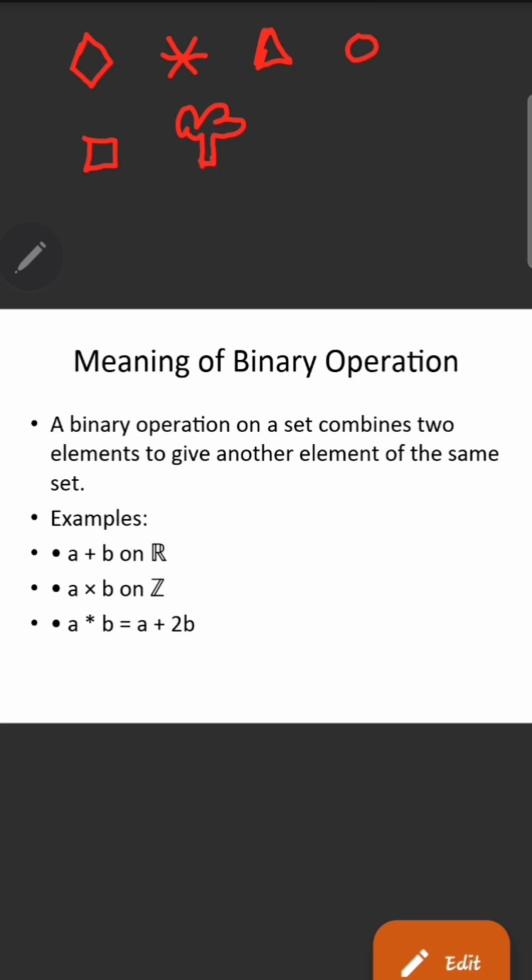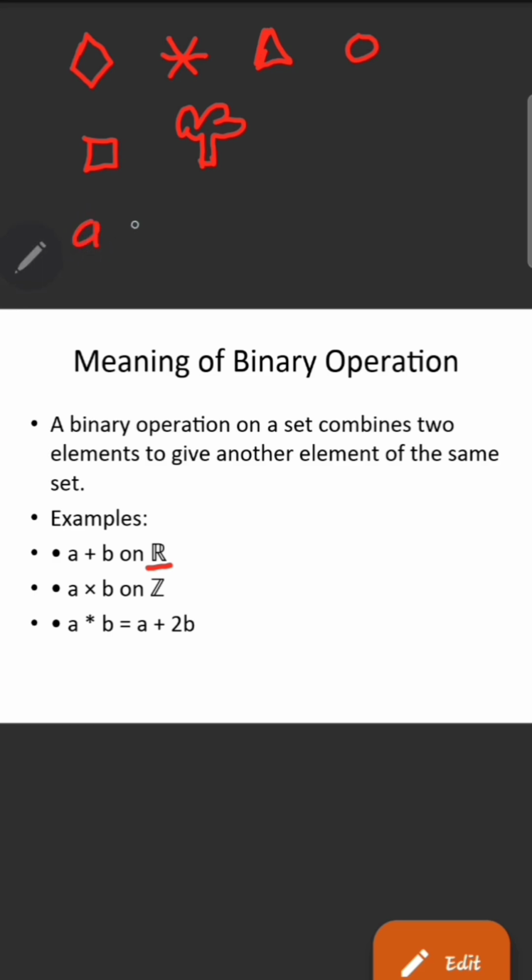So how is it being used? See the example we are giving here. A plus B on R. Who still remembers the meaning of this R? R is real numbers. And what is the set of real numbers? They are all the numbers on the number line. So A plus B on real numbers. That's an example. So let me give you a complete example of how you can see the operation. Sometimes you may be given an operation like this.